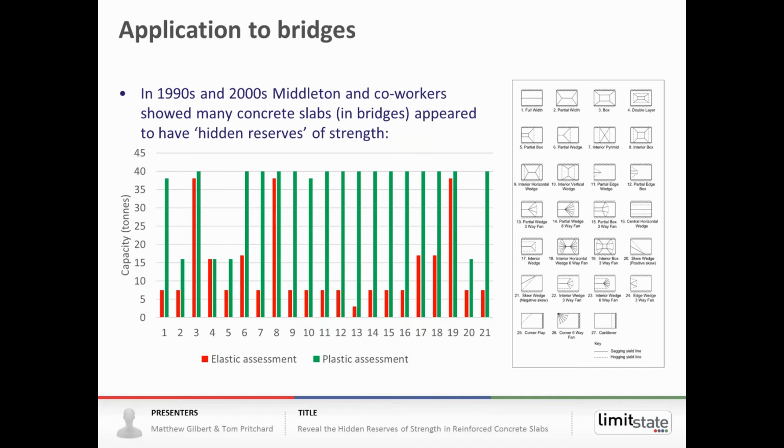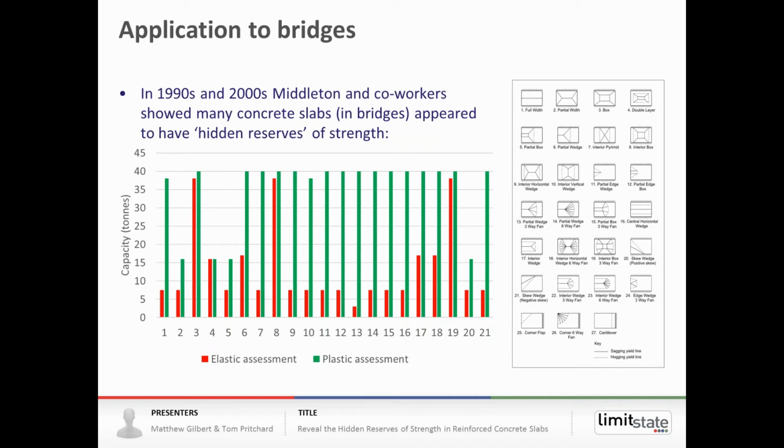However, many of those early bridges were designed using elastic methods, and hence there was quite a lot of conservatism built into those bridge designs. So what this slide shows is a reanalysis of, in this case, 21 bridges carried out by Middleton and co-workers at the University of Cambridge. And what they were able to show was that even the elastic capacity for a bridge was very low, the plastic capacity would be significantly higher, and in many, many cases enough to meet the requirements.